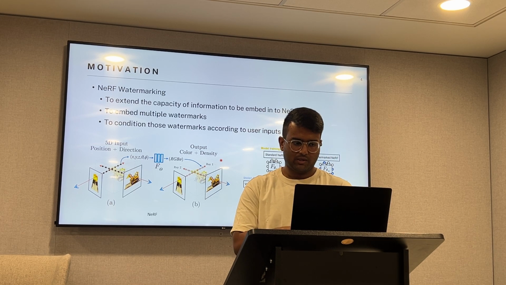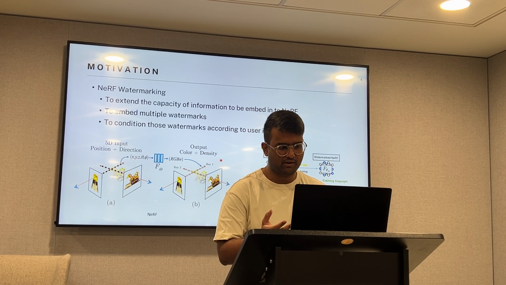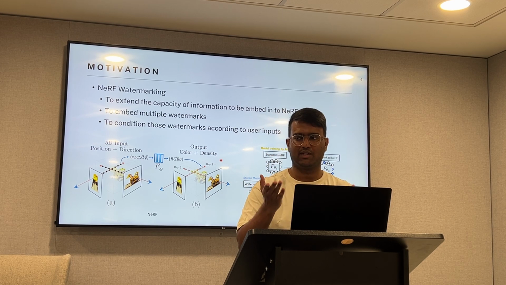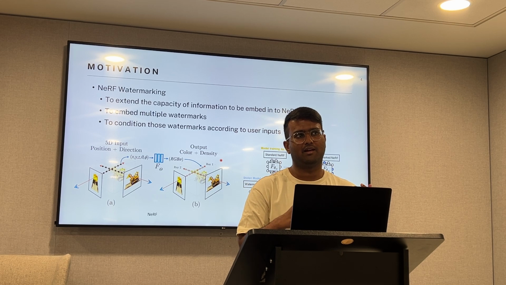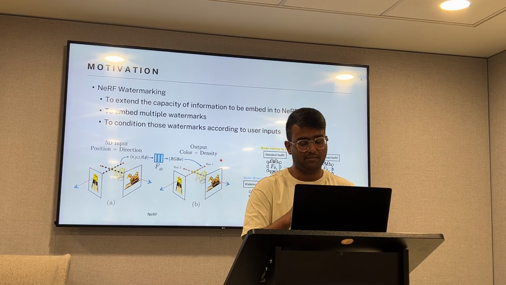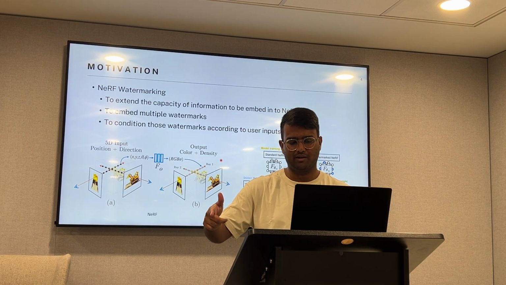So why is watermarking really important in NeRFs? For example, a use case would be if I have a 3D avatar of myself, and I'm using it in a virtual simulation, and people try to steal it. Or even in simpler cases, why wouldn't they just build the same NeRF field?